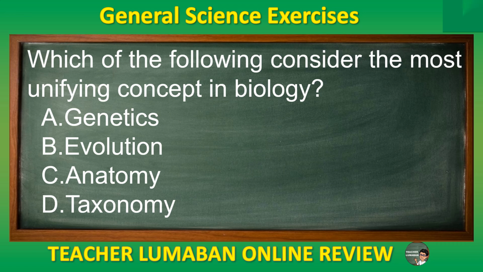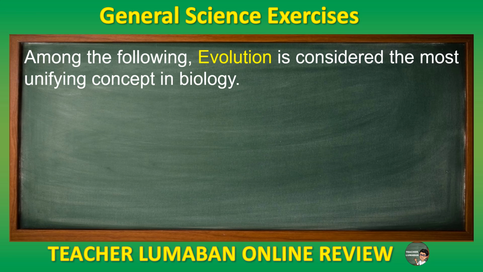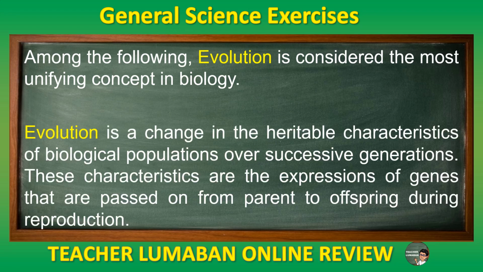The correct answer is letter B, evolution. Among the following, evolution is considered the most unifying concept in biology. Evolution is a change in the heritable characteristics of biological populations over successive generations. These characteristics are the expressions of genes that are passed on from parent to offspring during reproduction.